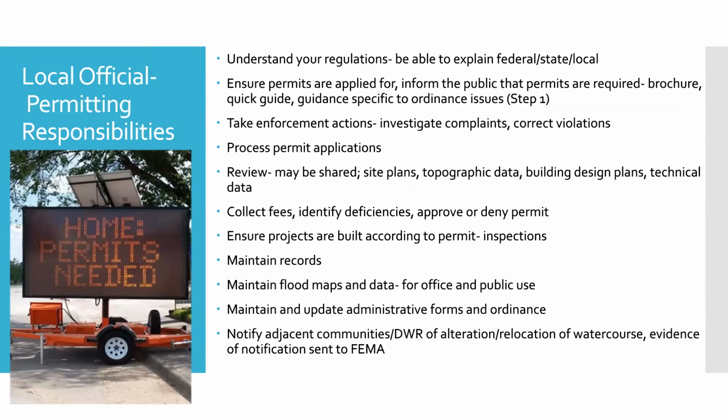So how do you inform the public? You can put brochures out in your office or anywhere else in the town that would be able to distribute them. You can write a quick guide and provide guidance that's specific to the ordinance issues. You also have your community websites and social media and that kind of thing, anywhere you can get the word out for public information. So you're also taking enforcement actions, you're investigating complaints and trying to correct violations.